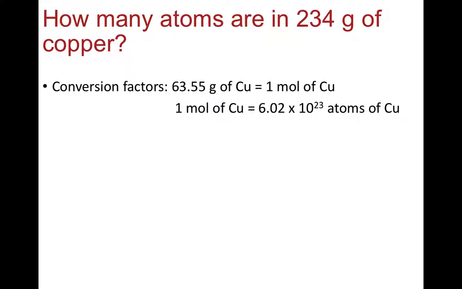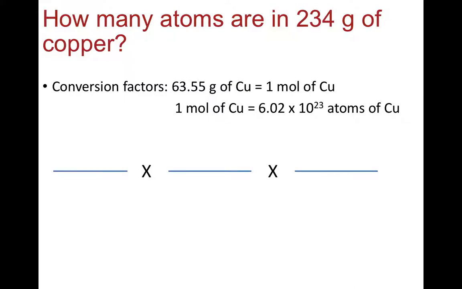And by now, hopefully, it's been drilled into your brains that 1 mole of anything is 6.02 times 10 to the power 23 of that thing. So 1 mole of copper is 6.02 times 10 to the power 23 atoms of copper. So I have my 2 conversion factors.